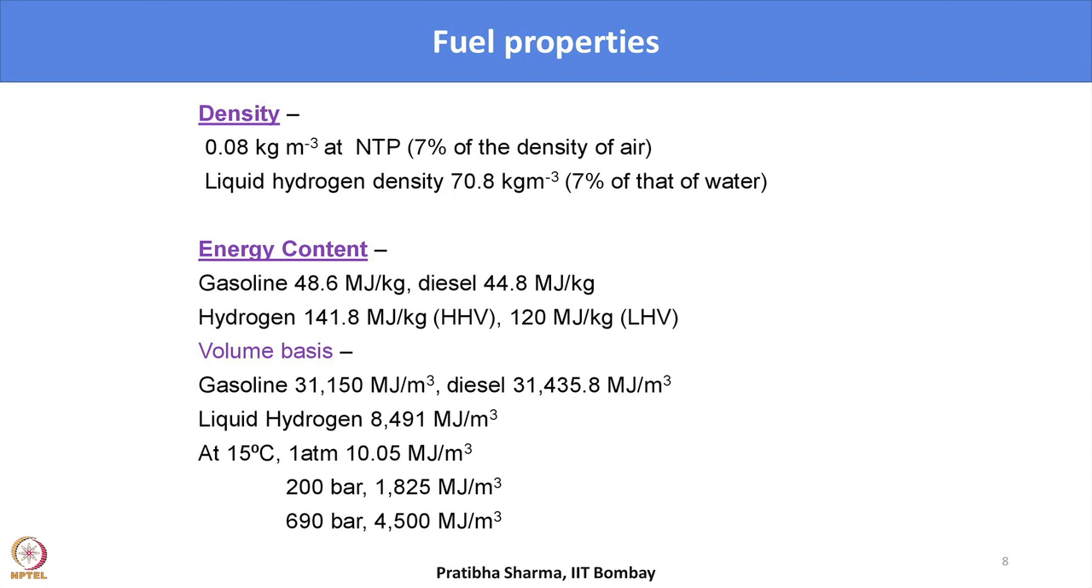Now, these very low numbers as against the conventional fossil fuels tell us that in order to store an appreciable amount of hydrogen, a very large volume is required. These numbers also tell how compactly we can pack the molecules together in a given volume. So, that means the volume that will be required to store hydrogen will be very high unless it is compressed to very high pressure. Even when it is compressed to pressures like 690 bar, the energy density is still 4,500 megajoule per meter cube, which is appreciably lower than that of gasoline.